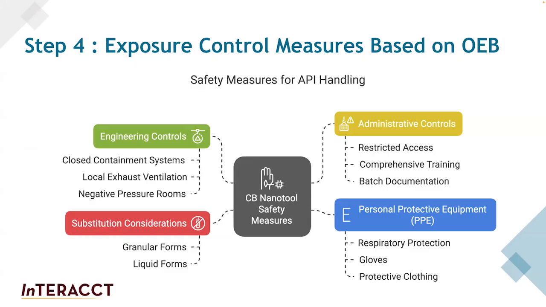Administrative controls are also essential. This includes restricting access to authorized personnel, ensuring comprehensive worker training, and maintaining accurate batch documentation. Finally, personal protective equipment is a critical last line of defense. This can include respiratory protection, gloves, and protective clothing, ensuring workers are fully shielded from potential exposure.